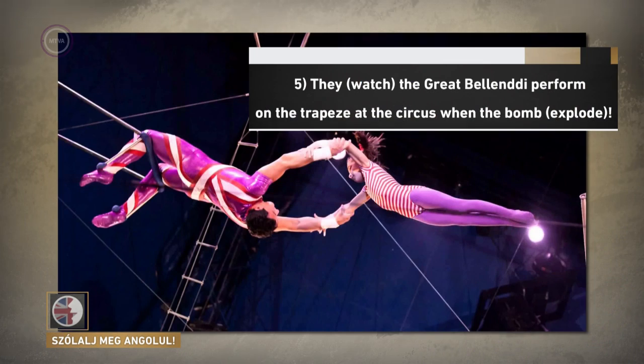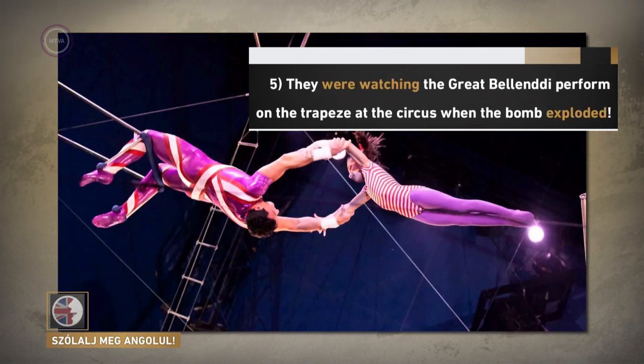Fantastic! On we go. Next. And a different one now. This one's not about Doreen. This one's about people at the circus and an explosion. So, watch and explode. Two verbs. Which one is the longer action? Which one is the shorter action? Yes, of course. Watch is longer. And the short, quick, fast, interrupting action? Of course, explode. So, past continuous for one, past simple for the other, and explode is regular. They were watching the great Belendi perform on the trapeze at the circus when the bomb exploded.